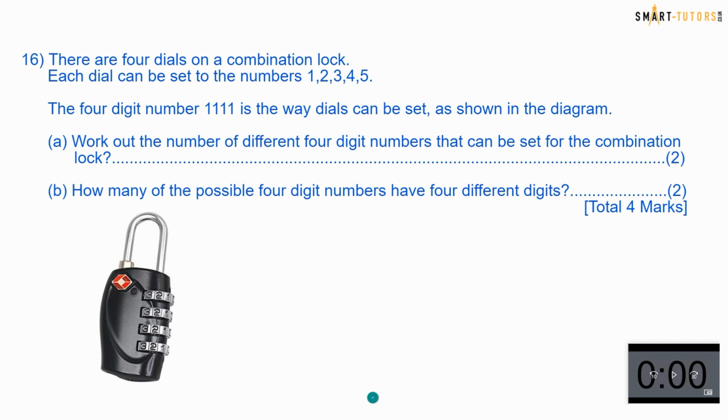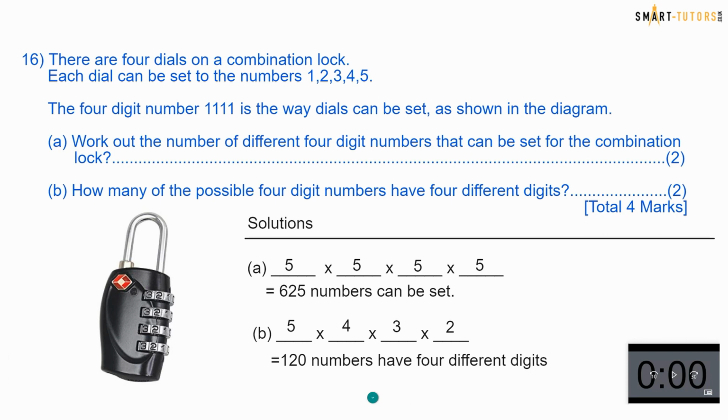That is the end of the time allocation for question number 16. So let's look at the answer and the workings. The answer for the first part is 625 numbers can be set, and the answer for part B is 120 numbers have 4 different digits.